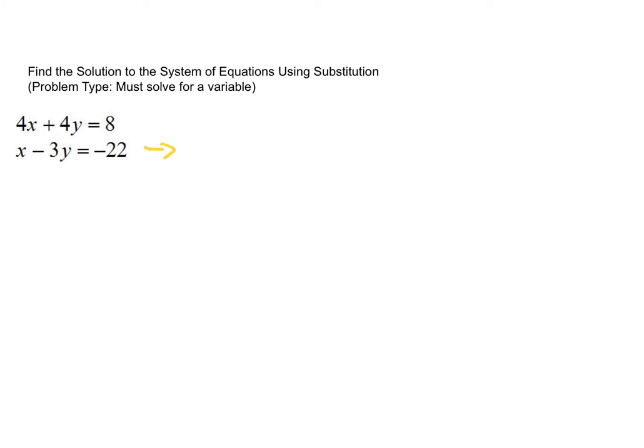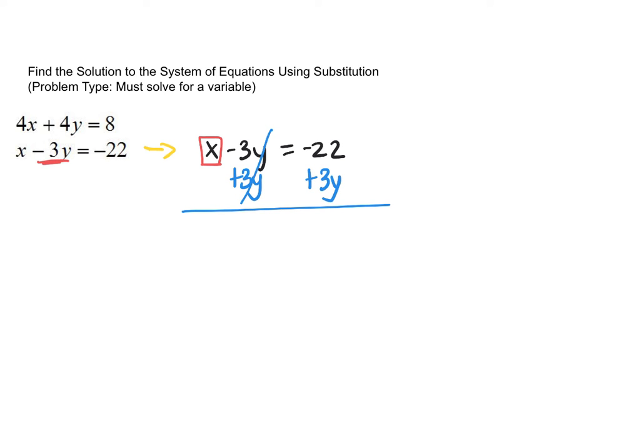So I noticed that the second equation has the letter x almost isolated, so I just need to get rid of the negative 3y. So I'm going to solve this equation for x. I want to get rid of the minus 3y, so I'm going to do plus 3y. This means x is equal to negative 22 plus 3y. And then I'm just going to rewrite the other equation that we had in the beginning so I don't get confused.